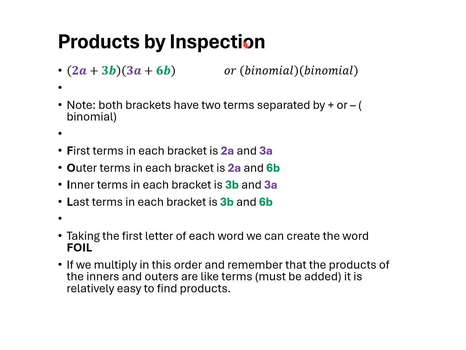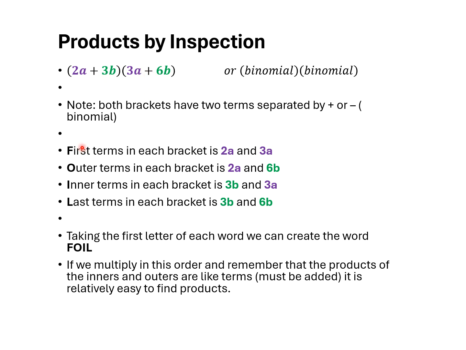For products by inspection, or binomial by binomial, you can see they have two terms separated by a plus sign, and then another two terms, 3a plus 6b. They're not the same, so both brackets have two terms, either separated by a plus or minus sign. The first terms in each bracket are 2a and 3a. My outer terms are 2a and 6b. Then I have my inner terms, which are 3b and 3a. And then I have the last terms, which are 3b and 6b.